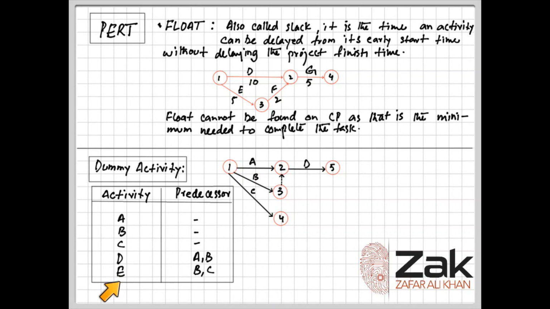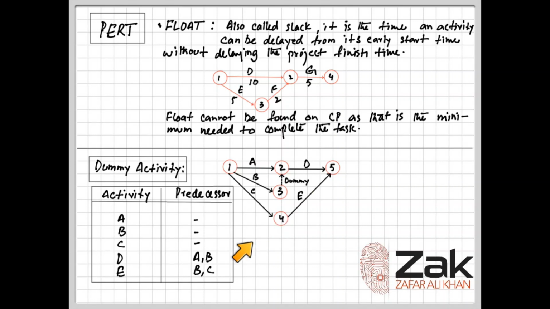Similarly, now we have got E. E is starting after B and C. So either I would be putting an activity from B to C and I'll be starting E from here, or I'll be putting a dummy activity from 4 to 3 and starting E from B. Both things are possible. So this is a dummy activity.